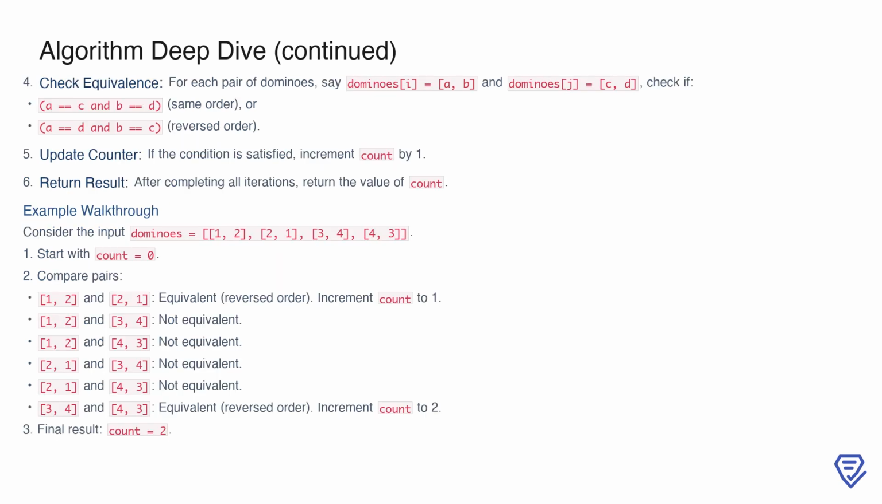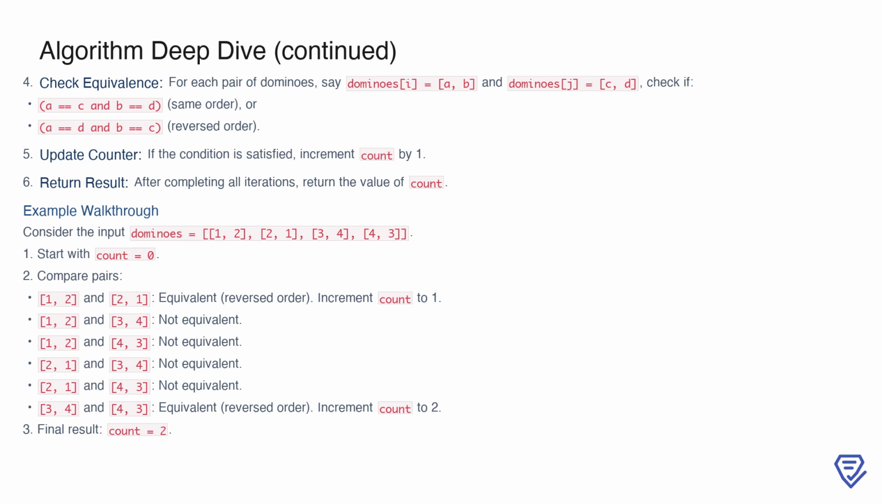In the brute force approach, for each pair of dominoes, we check if the two dominoes are equivalent. Specifically, we examine if the first domino (A, B) matches the second (C, D) either in the same order, where A == C and B == D, or in reversed order, where A == D and B == C. If either condition is satisfied, we increment the counter by 1. Once all possible pairs of dominoes have been checked, the value of the counter represents the total number of equivalent domino pairs, which we return as the result.